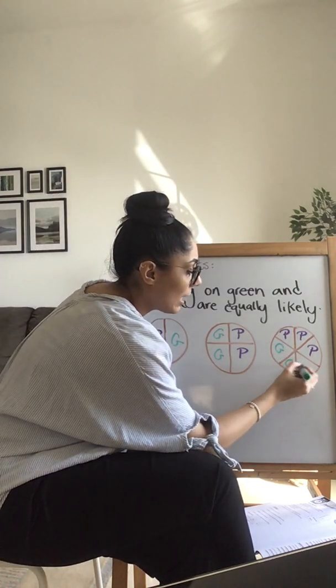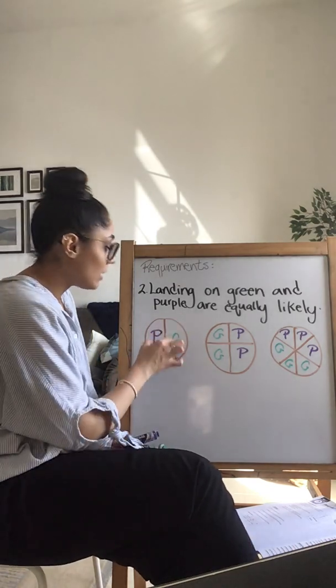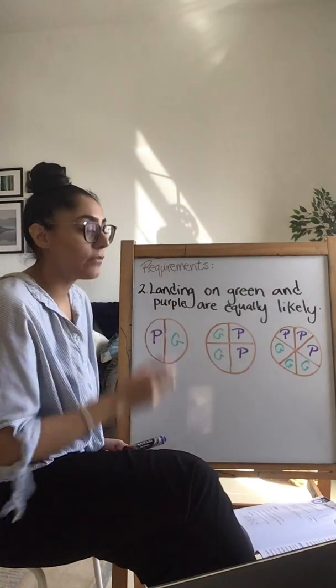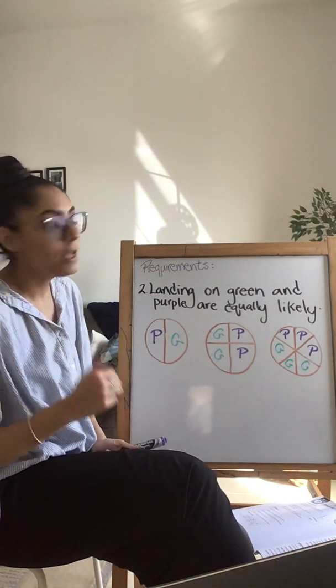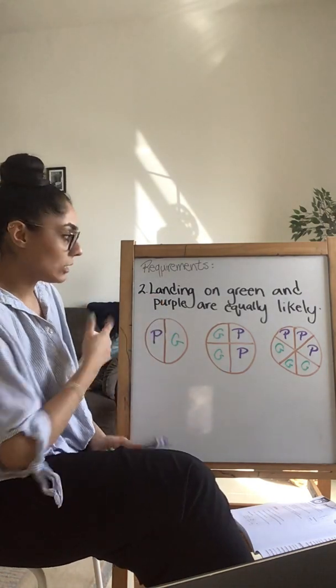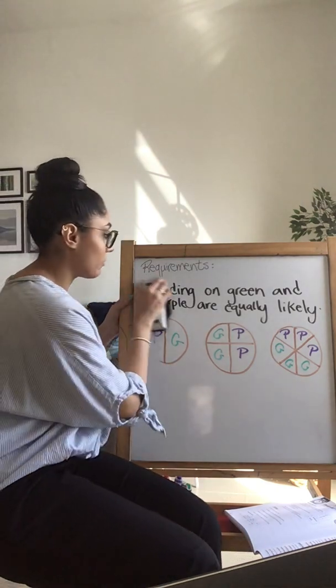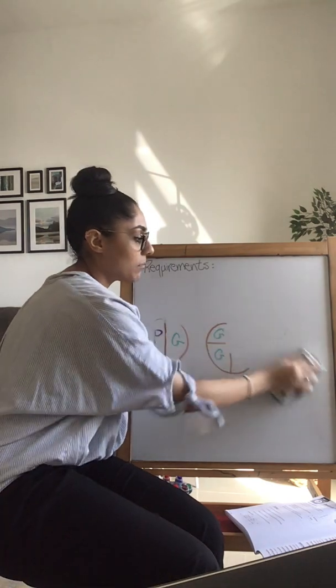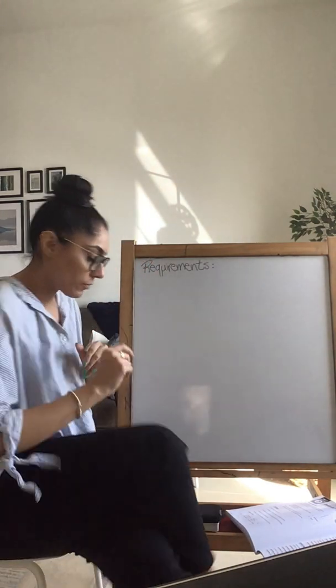Because it doesn't matter if I have 6 or 8 or 10, as long as they have equal amounts. If I have 2 purples, I have to have 2 greens. If I have 4 purples, I have to have 4 greens. That would match, right? Because it's equally likely. That makes sense? Okay, let's try another one before we get into the big guys, which is when there are multiple requirements. Because right now I just want to do a few where it's just one requirement.